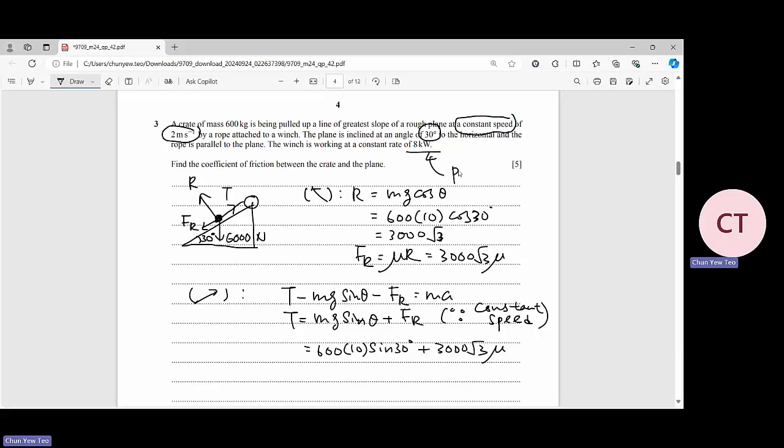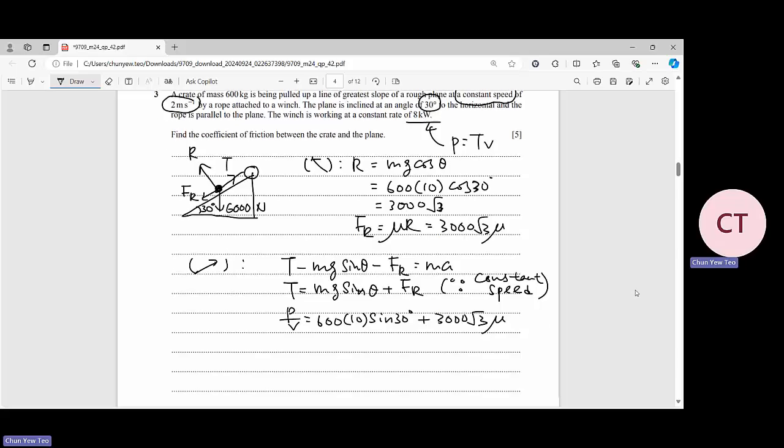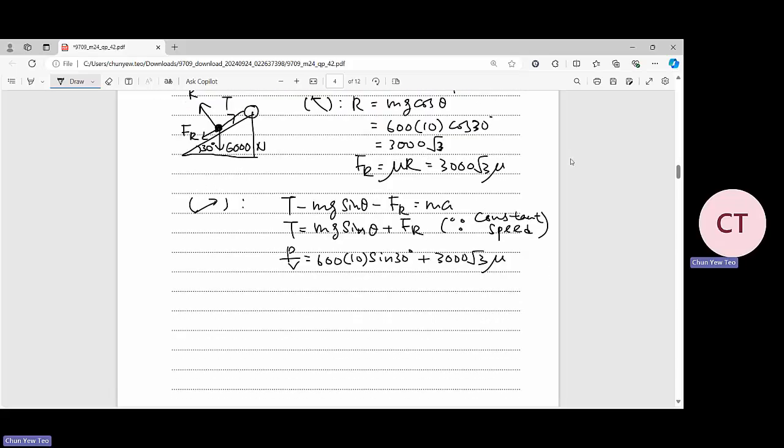The formula for power is actually the tension multiplied by the speed. Okay, tension multiplied by the speed. So the tension is actually P over V, P over V, yeah? Okay. Maybe we can just change this T to P over V over here, so that we can have this when the V is equal to 2.